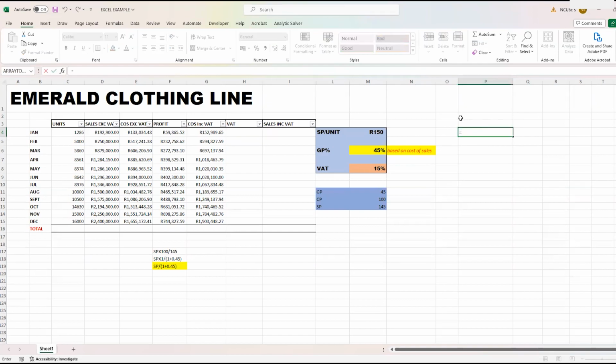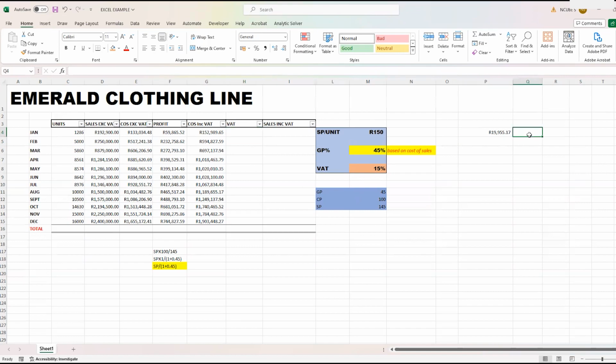So I can just say equals cost of sales including VAT minus cost of sales excluding VAT. That will give me the value. So it's 19. Okay, watch this. So that's minus. It's easy. Alternatively, I can also just calculate 15% of the cost of sales excluding VAT. So in fact, 3 ways.